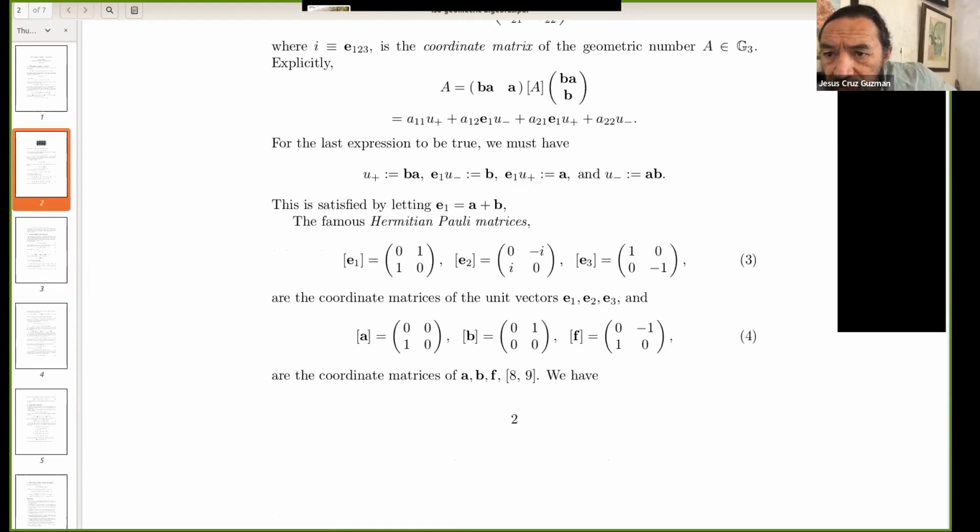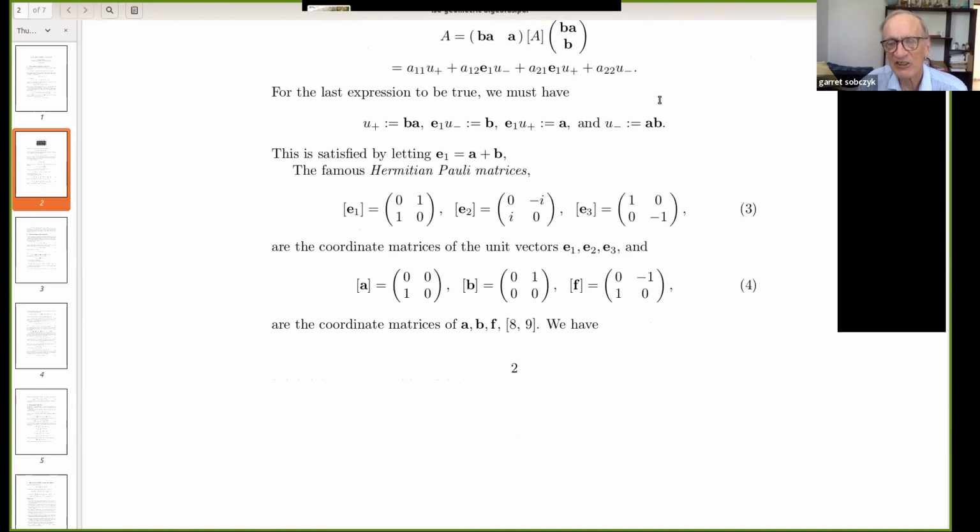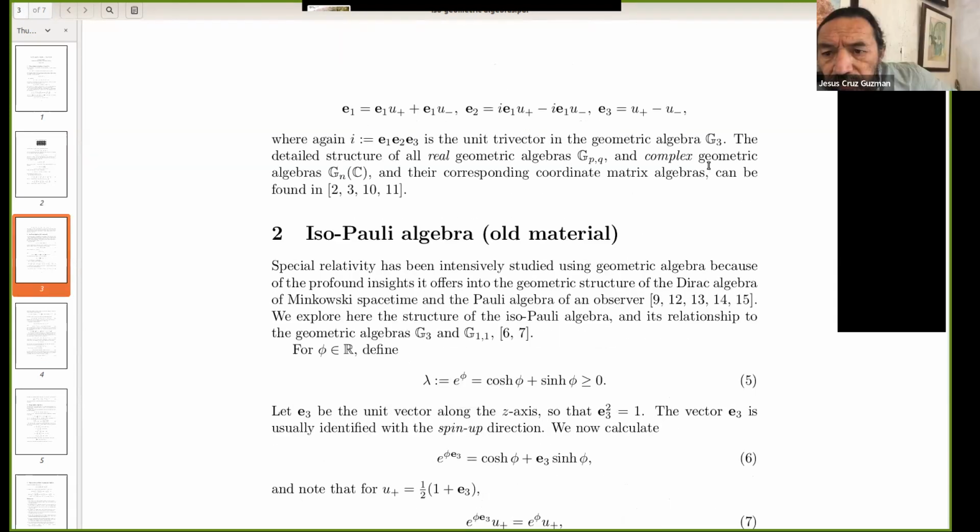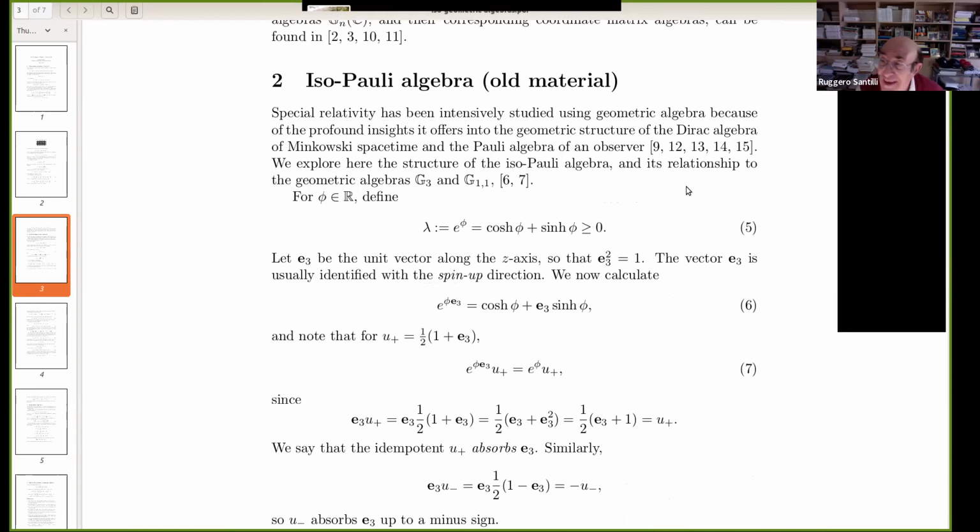So I think you're clear now. The coordinate matrices of G3 are the standard Hermitian Pauli matrices, whereas the coordinate matrices of G11 are the real 2x2 matrices. So these geometric algebras, G11 and G3, are very closely related. Namely, one is generated by complex 2x2 matrices and the other is generated by real 2x2 matrices. Provided that one is idempotent. Yes, that's right.